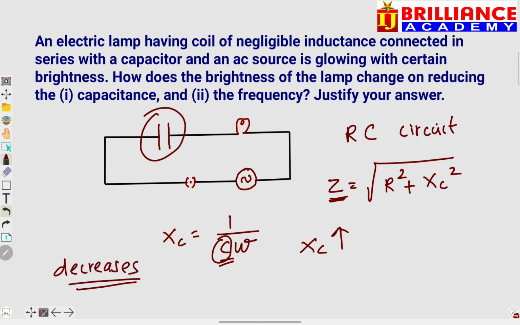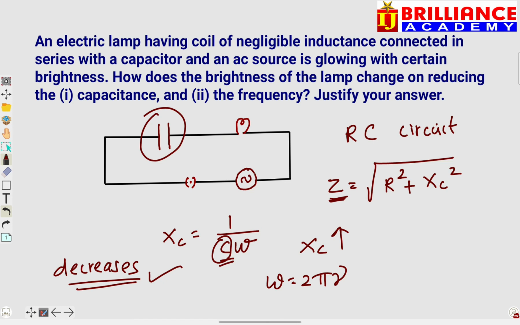They have asked one more thing also, frequency. XC is 1 by C omega, and we know omega is equal to 2 pi nu. So on reducing the frequency, again the frequency is in the denominator, which will increase XC, the capacitive reactance, which will increase Z. So the overall current will reduce, and again the brightness will decrease. Basically these are all simple questions, but they commonly and repeatedly come in the CBSE board exam. I hope this will help you answer easily.